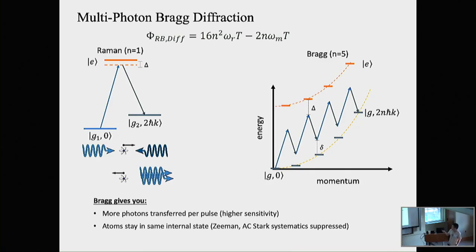But Bragg diffraction is a multi-photon process. For example, we use 5th order Bragg diffraction. Every time, the atoms will absorb 5 photons and emit 5 photons at the same time, so our total phase scales with n squared. Using n equals 5, we can increase the total phase by a factor of 25. Another advantage of Bragg diffraction is that the atom stays in the same electronic state all the time, so it's less sensitive to magnetic fields and electric fields.